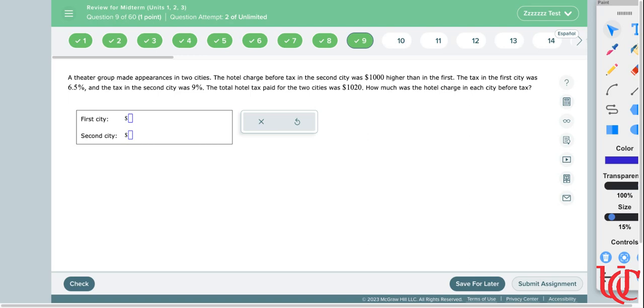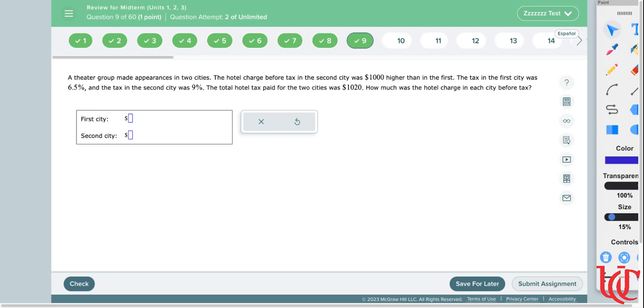All right, so we have a theater group made appearances in 2 cities. The hotel charges before tax in the second city was $1,000 higher than the first. The tax in the first city was 6.5%, and the tax in the second city was 9%. The total tax paid for the 2 cities was $1,020. How much was the hotel charge in each city before tax?